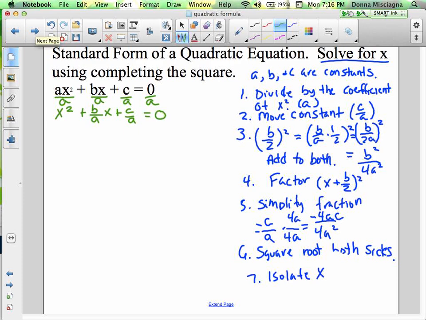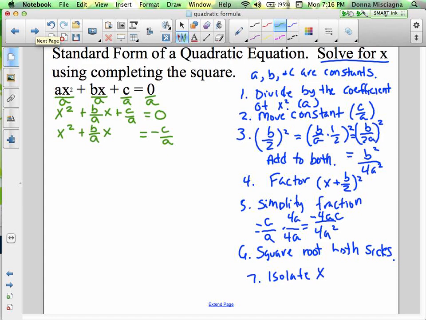Our second step is to move the constants. So we're going to subtract c over a from both sides. If we subtract c divided by a, we're going to have x squared plus b divided by a, x over here. And of course, we're subtracting from both sides, so over here we're going to have negative c divided by a. And now we don't have any constant term on the left-hand side.